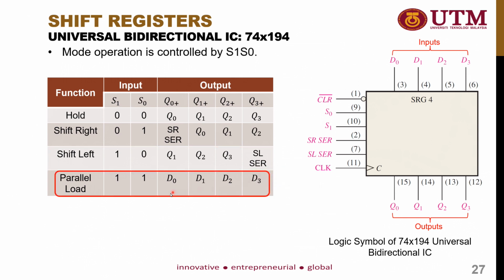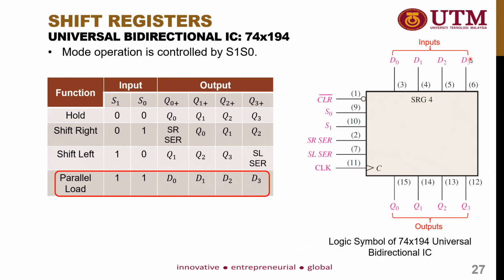Next is the parallel load. What is parallel load? In order to activate this function, you need to give an input of 1 to S1 and an input of 1 to S0, and then the output you get in this parallel mode is directly from the parallel inputs.